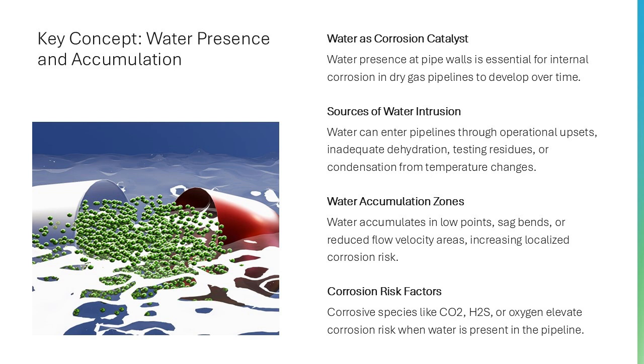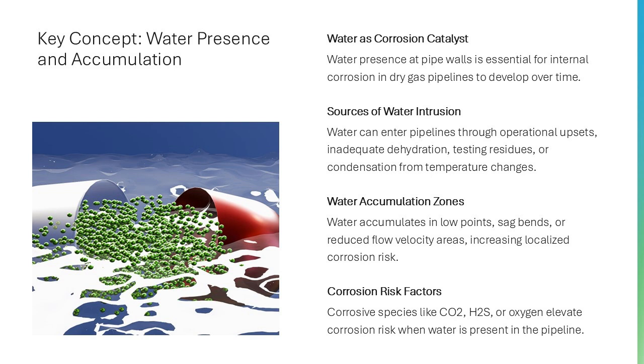Once water is present, it may accumulate in low points, sag bends, or areas with reduced gas velocity. DG-ICDA focuses on identifying these potential accumulation locations by analyzing the pipeline elevation profile and flow characteristics. The presence of corrosive species such as carbon dioxide, hydrogen sulfide, or oxygen further increases the corrosion risk when water is available. Understanding how and where water can enter, condense, and remain within the pipeline is therefore central to the methodology. This concept shifts the assessment focus from generalized corrosion risk to location-specific susceptibility.